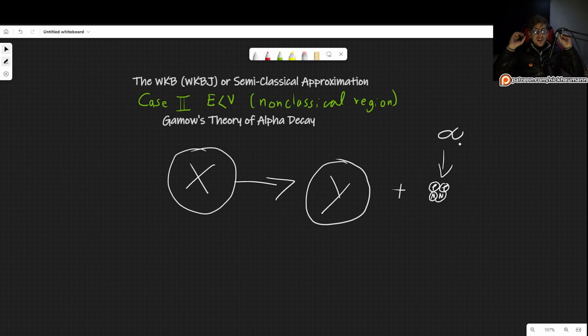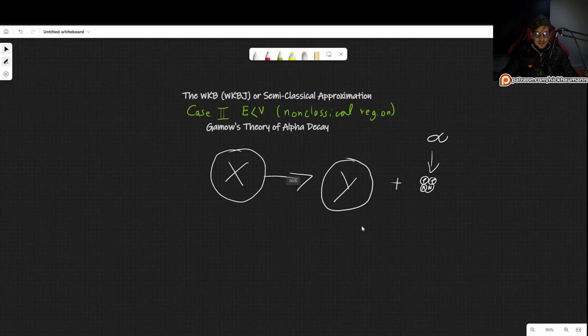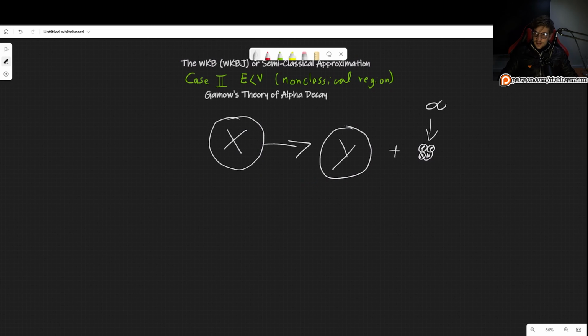And it is a very, very common decay that you will probably encounter if you're working in any field that works anywhere near collisions or nuclear physics or medical physics or anything like that. You will encounter this sort of decay very often. So Gamow's theory of alpha decay is a very early attempt to explain this, and it uses the WKB approximation. Now, let's show what it is.